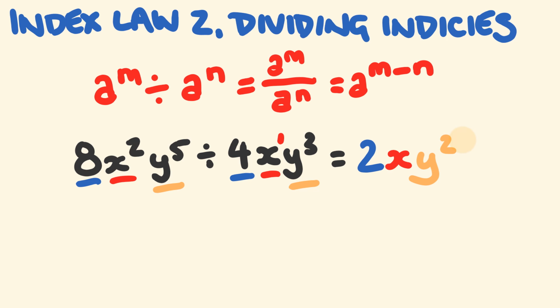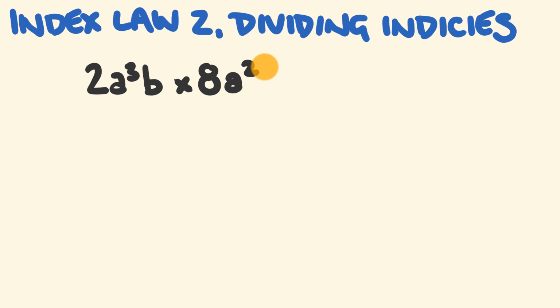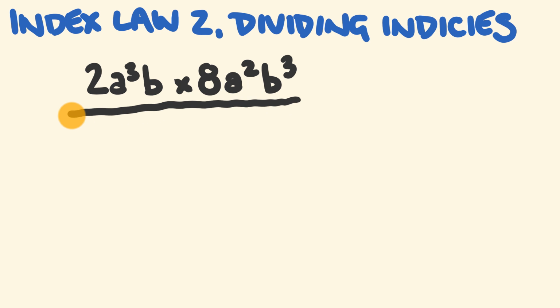Pretty cool, right? So what about you go a bit funky on this, and now we'll combine this up before we get to index law 3. So let's do this one here. We have 2a to the power of 3 multiplied by b, and this is being multiplied by 8a squared with b to the 3. All of this is going to go over the top of 4a to the 4 with b to the 2.